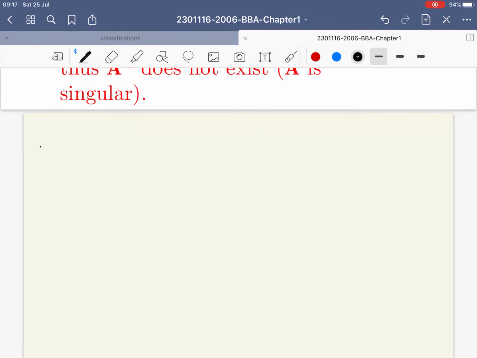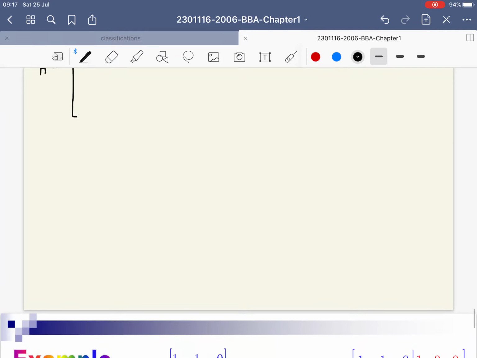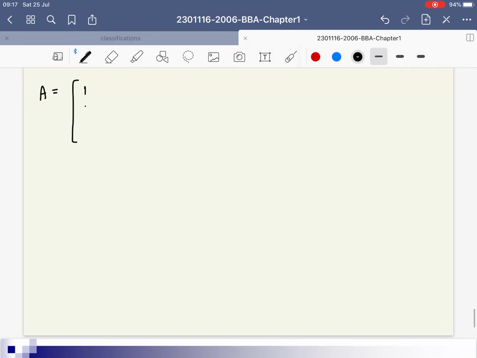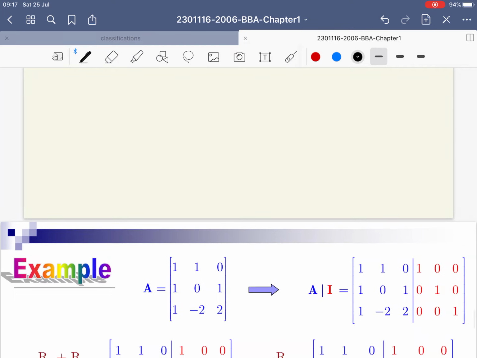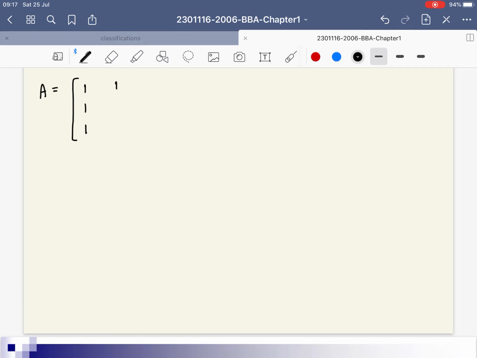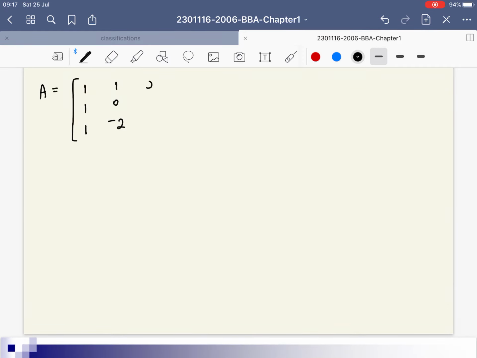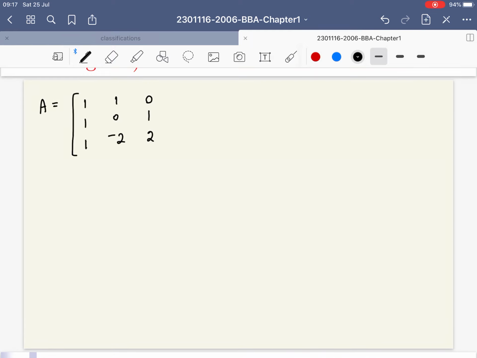So if your A, now it is a 3 by 3 matrix. It is 1 1 1, 1 0 negative 2, and 0 1 2, and you need to find your A inverse.